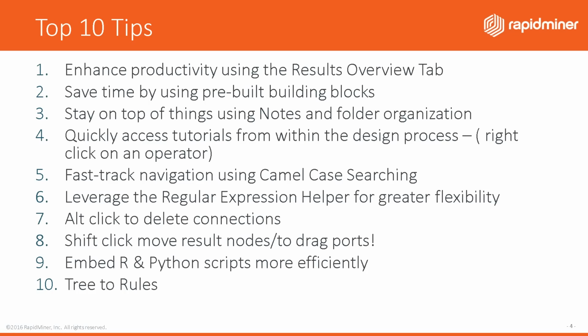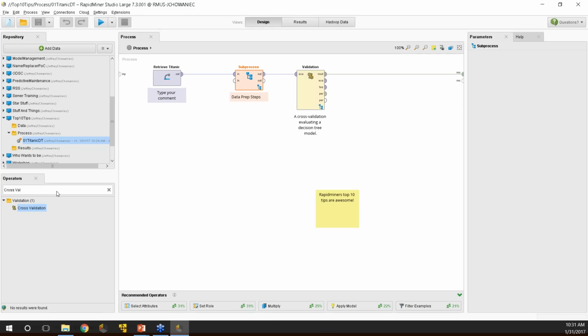So 5 is fast track navigation using camel case searching. This is something I might have already been using. Sometimes I'll type in here, and if I wanted cross-validation, I could just type it out. Something about the way I use and teach RapidMiner is that I always teach that it's good to be a time-efficient, lazy data scientist. I'll back up that claim by saying I like to use the fewest keystrokes and the fewest clicks possible.